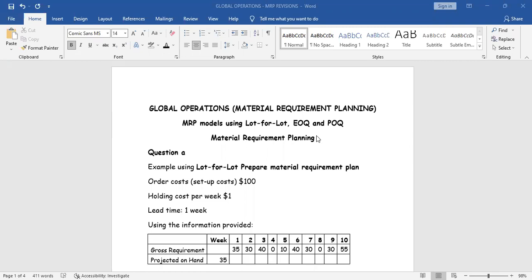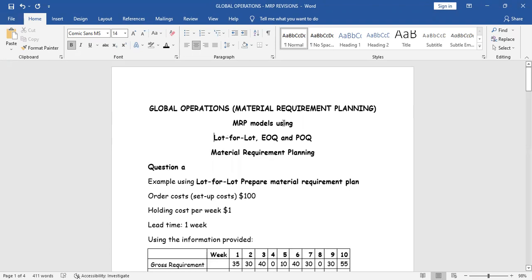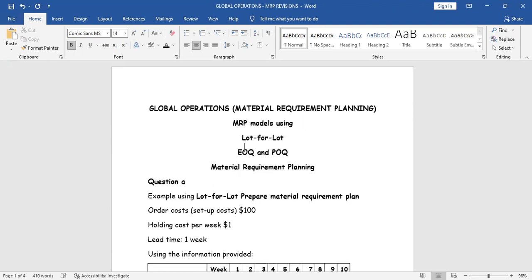And today I'll be discussing material requirement planning. I'll be discussing material requirement planning using the three models. The first one being lot for lot, and the second one being EOQ. So we have the first one, which is lot for lot.